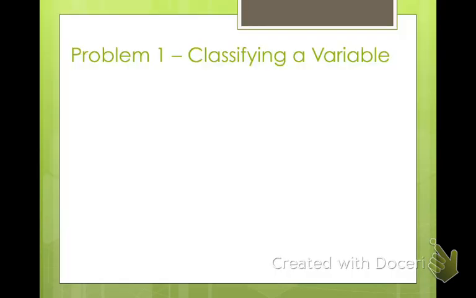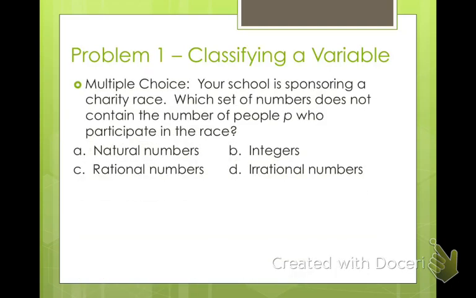Alright, so we're going to start classifying a variable. Your school is sponsoring a charity race. Which set of numbers does not contain the number of people, P, who participate in the race? I want you to go ahead and pause for a second and see if you can think through this.